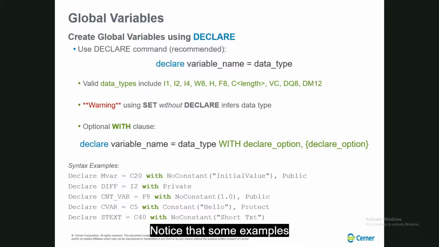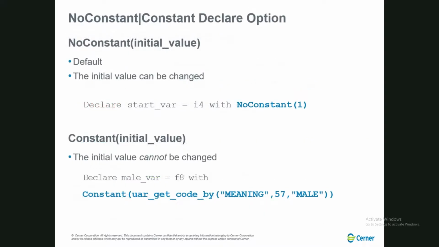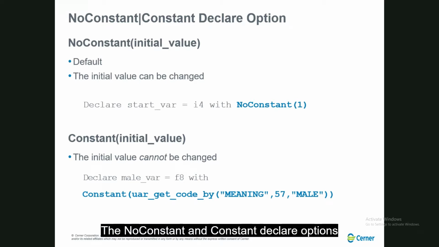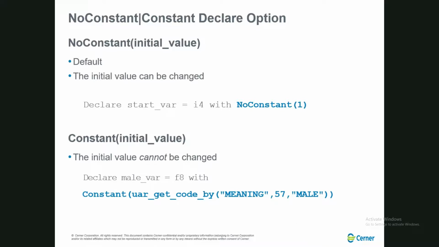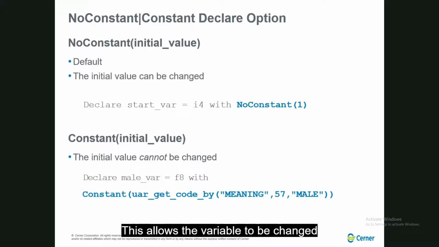Notice that in some examples we used both declare options, while in others we used one or the other. The no constant and constant declare options allow for populating an initial value in the variable. The no constant is the default if neither declare option is used. This allows the variable to be changed at other points in the program.